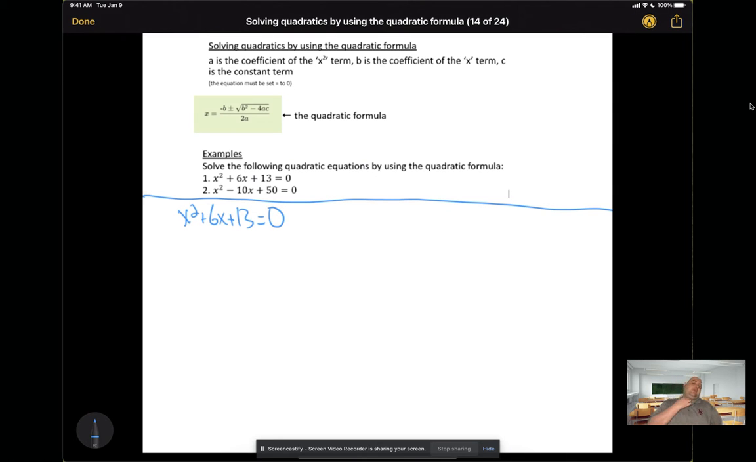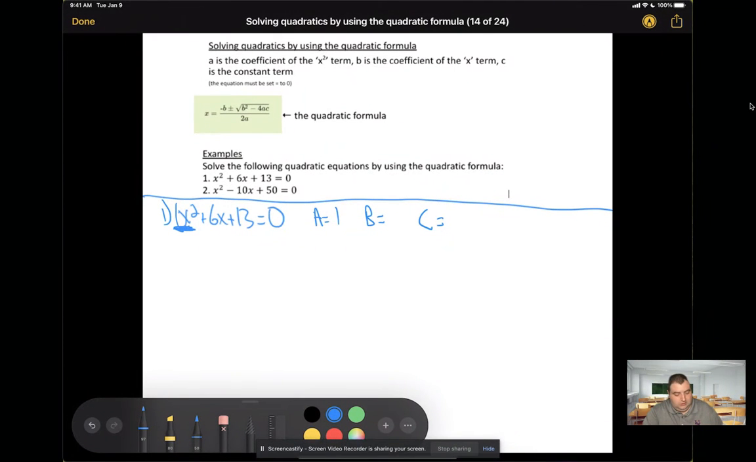So for the first one, x squared plus 6x plus 13 equals 0. The first thing I always like to do before plugging into the formula is to identify my a, b, and c values. So a again is the coefficient of the x squared term. Well, the x squared term is right here, and the coefficient of that is 1. So a is going to be equal to 1.